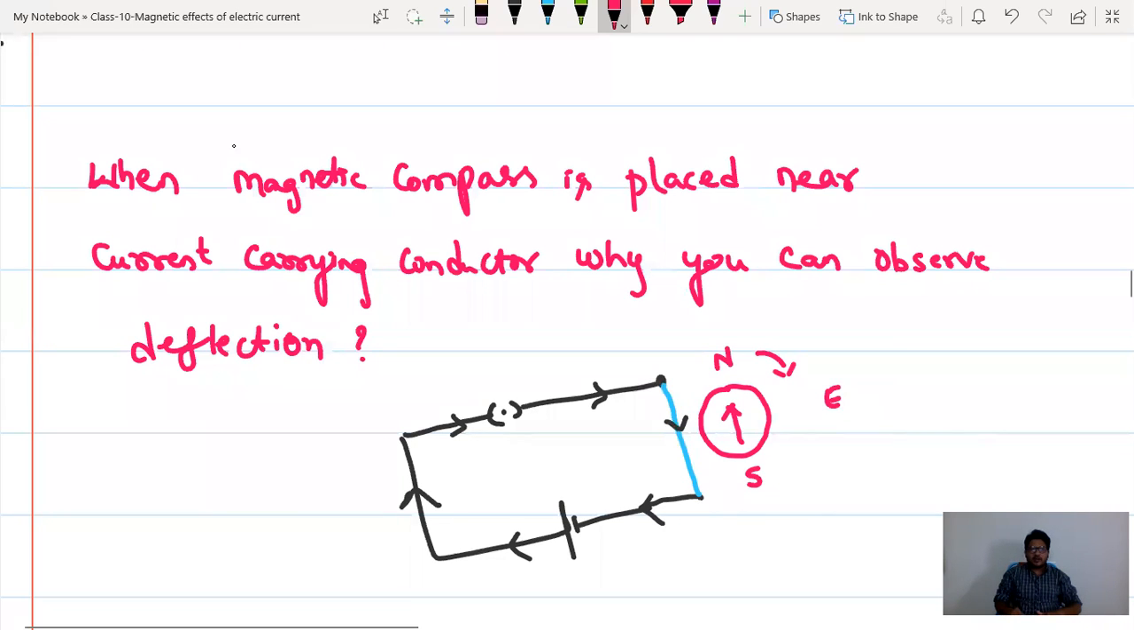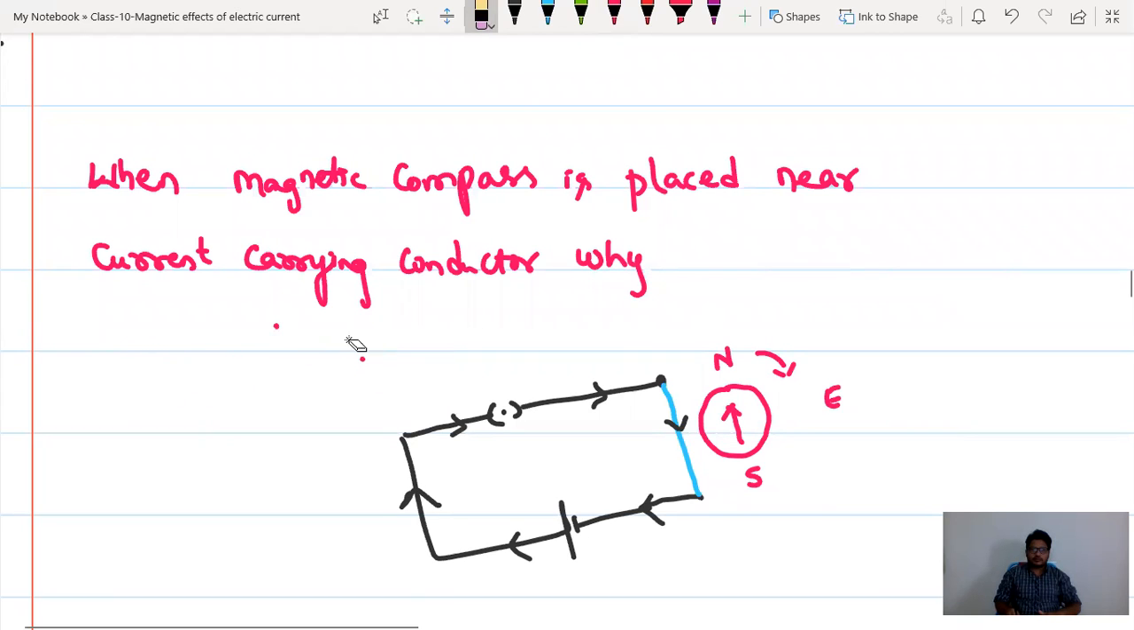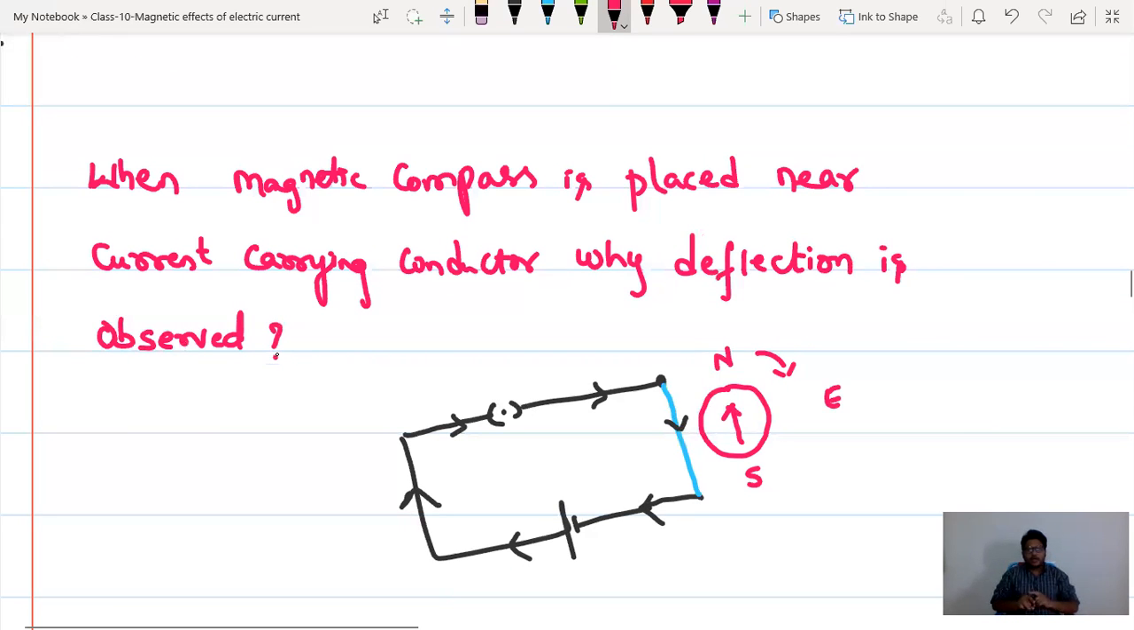East. Okay, my question is, when a magnetic compass is placed near a current carrying conductor, why is deflection observed? That is the question we need to answer now.